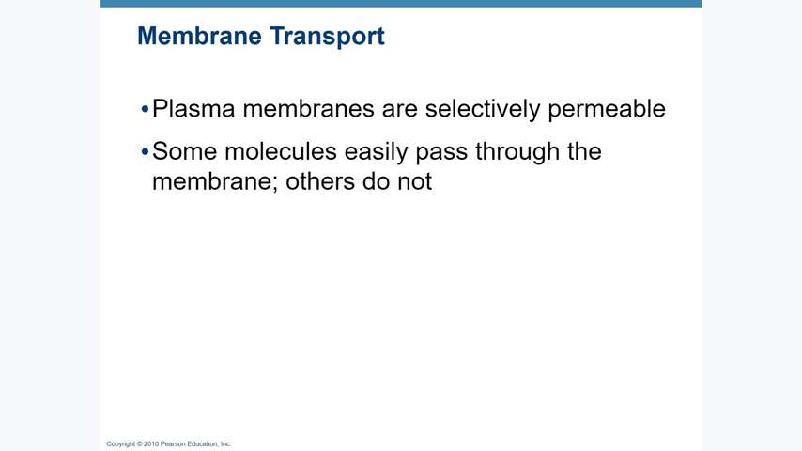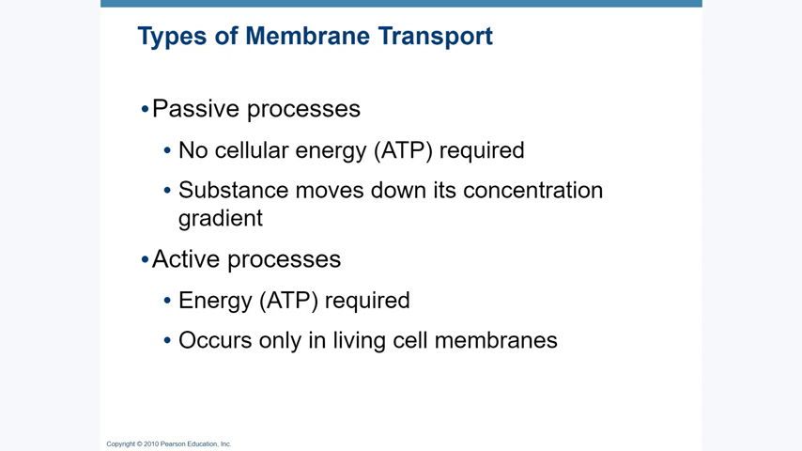So finally, plasma membranes are selectively permeable. So some molecules can pass easily through while others cannot, and it just depends on what that molecule is. Big chunky molecules aren't going to be able to move through that small space. Small molecules can.